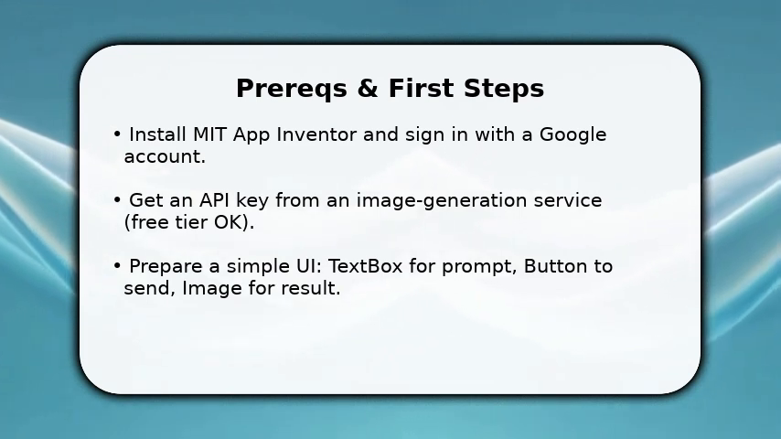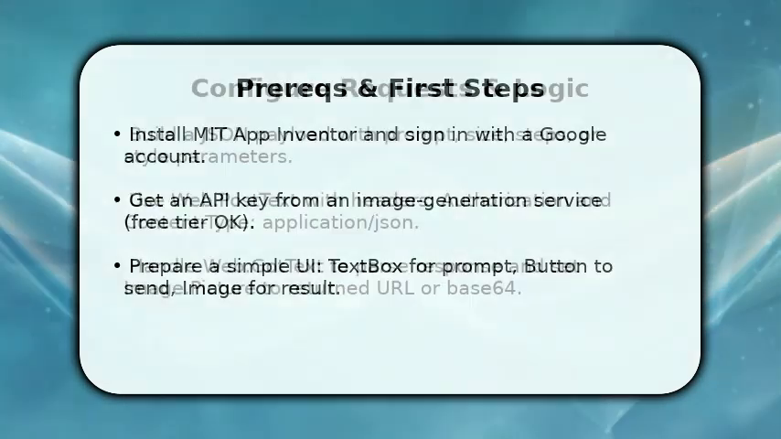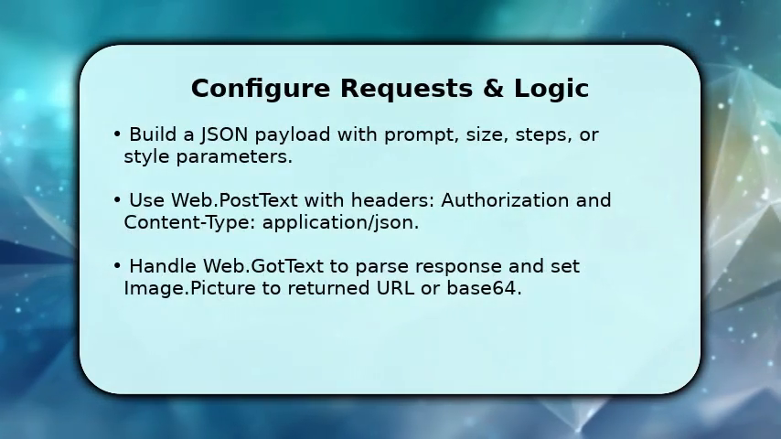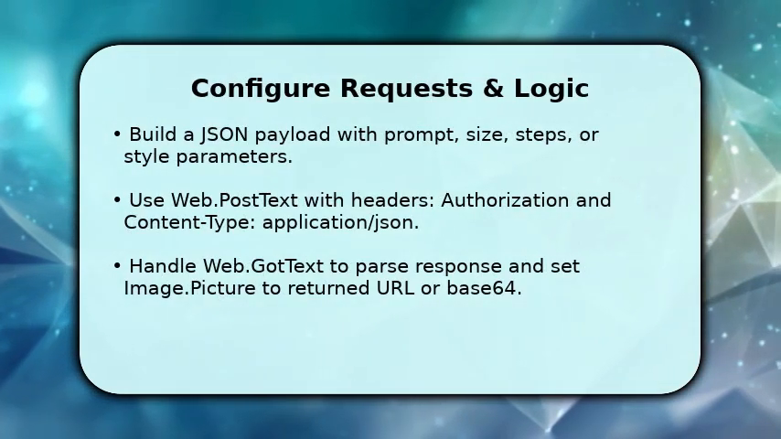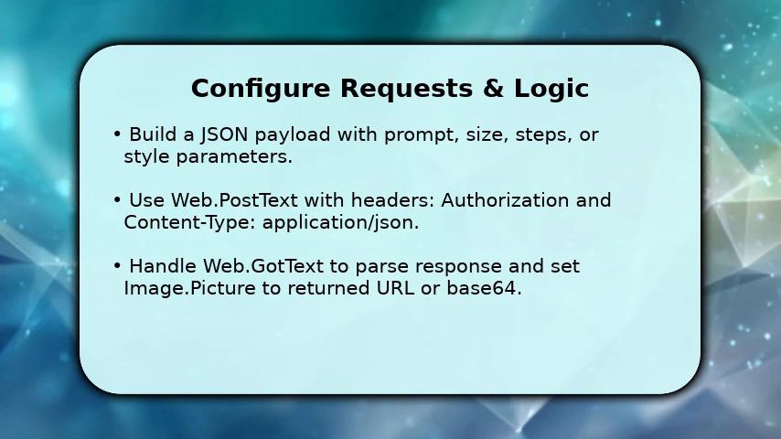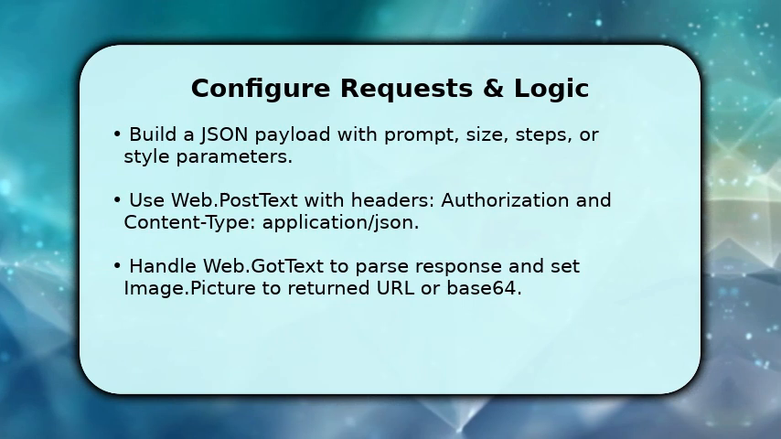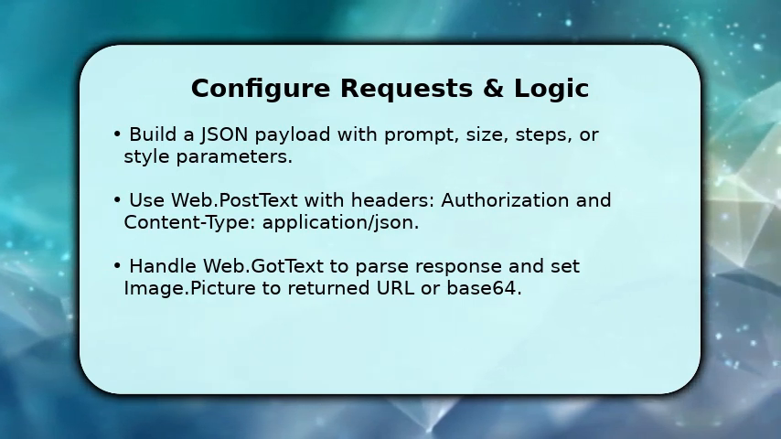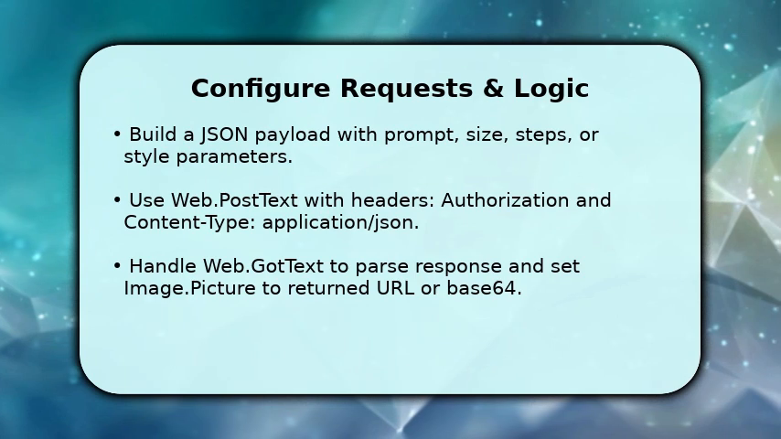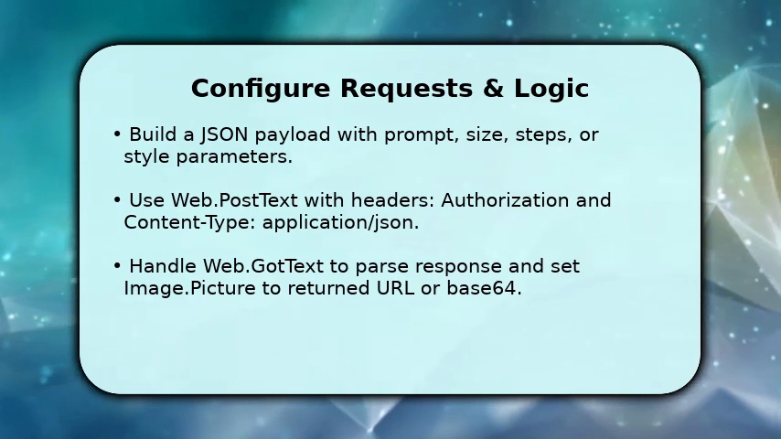Now you wire the logic. When the Generate button is clicked, create a JSON payload including the prompt and optional parameters like size or style. Use the web component's post method. Add headers for authorization and content type, application/JSON. You must encode prompt text safely and include any required keys.